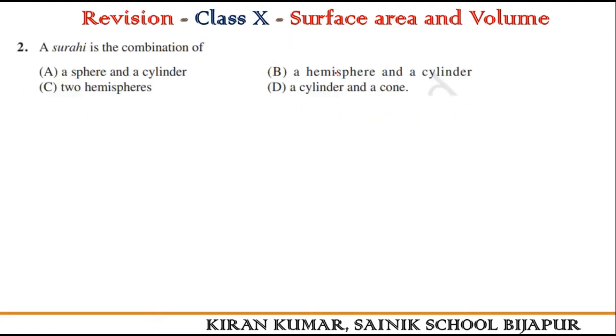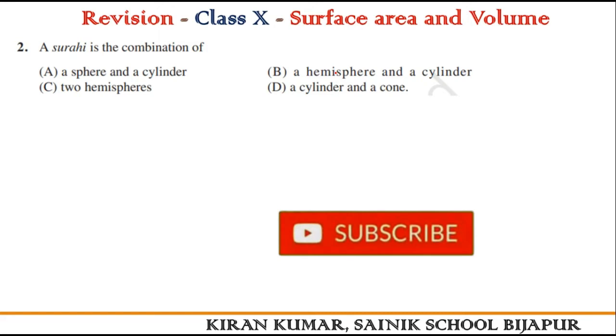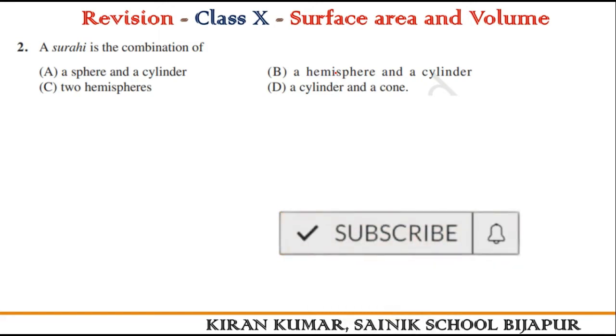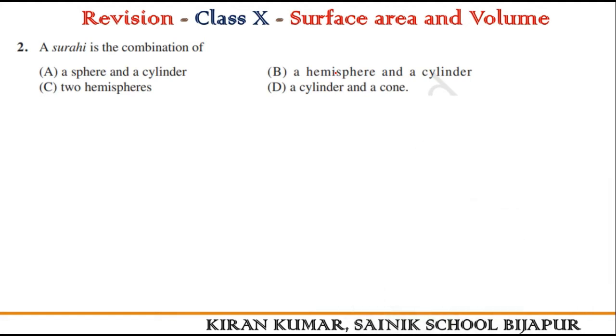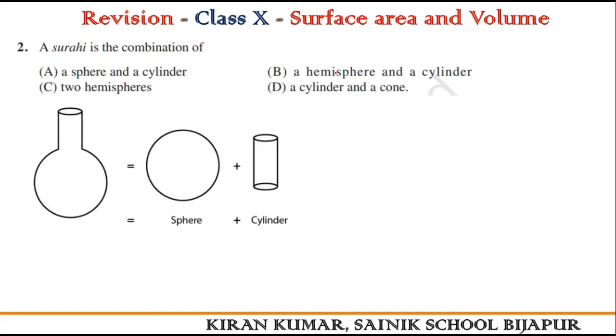Second question: a surahi is the combination of. Option A is a sphere and a cylinder. Option B is hemisphere and a cylinder. Option C is 2 hemispheres. Option D is a cylinder and a cone. Let me show you how a surahi looks. It's a combination of a sphere and a cylinder.